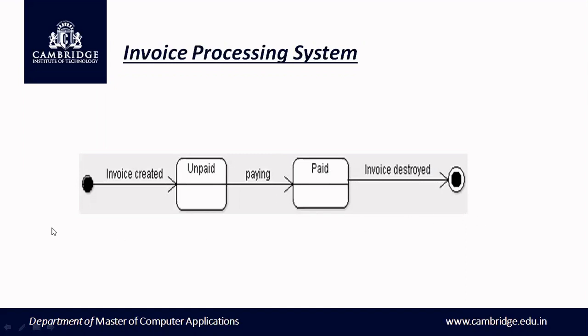You can see this is a very simple diagram which represents the invoice processing system. Similarly, you can take any type of system, identify the states and the events, and then finally you can start drawing the diagram using the notations, right?